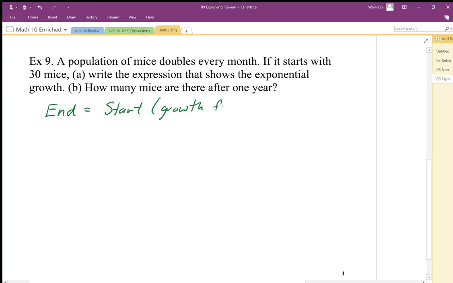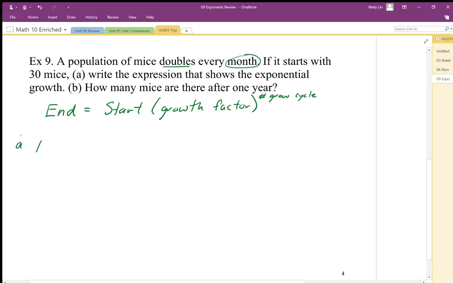So in this case, we're starting with 30. We're doubling, so our growth factor is 2. And the power represents the number of growth cycles, or the number of times we multiply by the growth factor. In this case, it would be 2. So it's doubling every month, so that's our growth factor. The number of months represents the growth cycle. And so my equation looks like this.